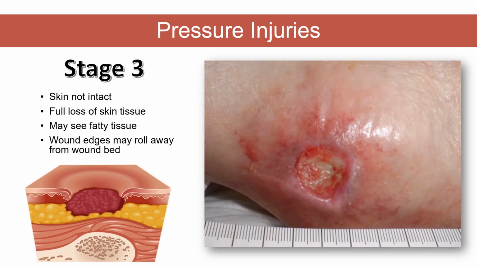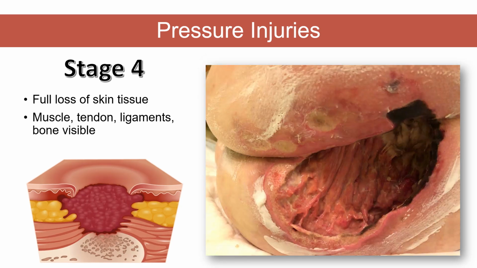Then we have stage 3, skin is not intact. This is full loss of skin tissue. Now we're into the subcutaneous fatty tissue, which is yellow. So not superficial. This is full loss of skin tissue. Sometimes the wound edges may roll away from the wound bed, and you can see that a little bit in this picture. Stage 4, this is the deepest of the pressure injuries. This is where you're going to see bone, tendon, muscle, ligaments, like this picture.